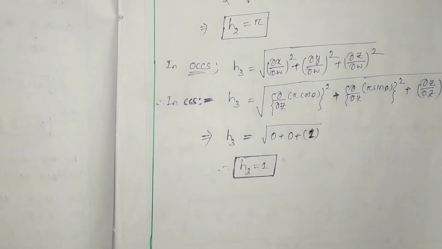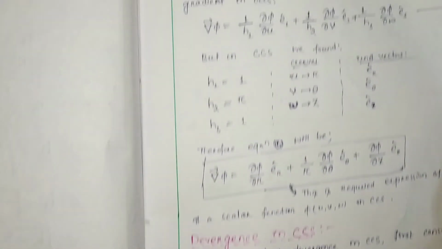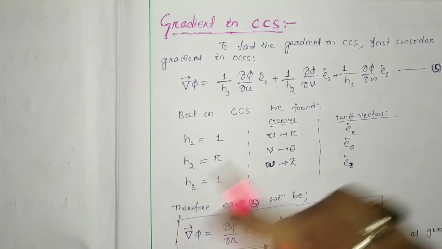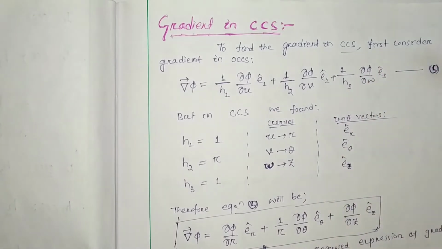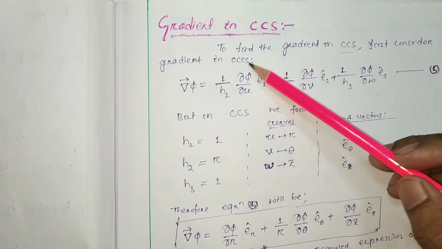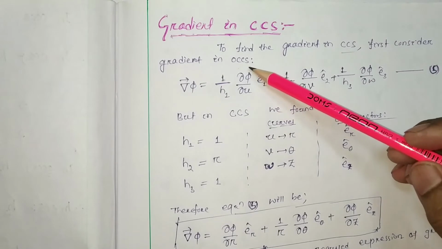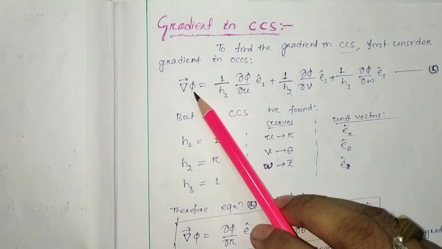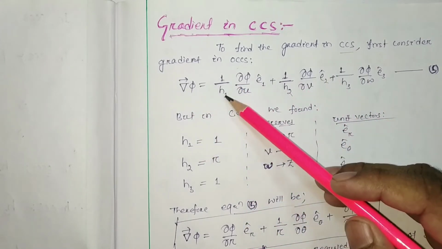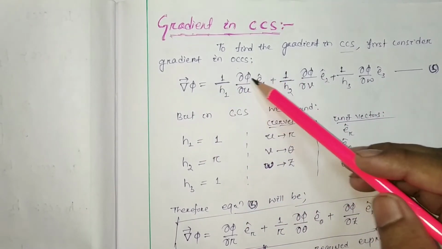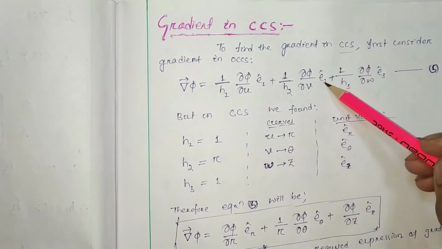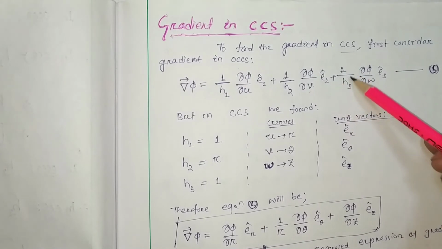Okay, now we are going to go for the gradient in cylindrical coordinate system. To find the gradient in cylindrical coordinate system, first we have to consider gradient in orthogonal curvilinear coordinate system. So we know that in orthogonal curvilinear coordinate system, or in a general coordinate system, the gradient of a scalar function is nothing but this one: 1 by h1 del by del u of phi e1 cap, plus 1 by h2 del by del v of phi e2 cap, plus 1 by h3 del by del w of phi e3 cap. Let this be equation number 5.